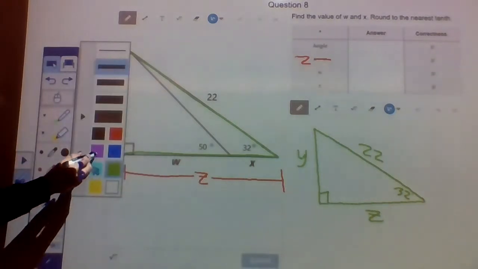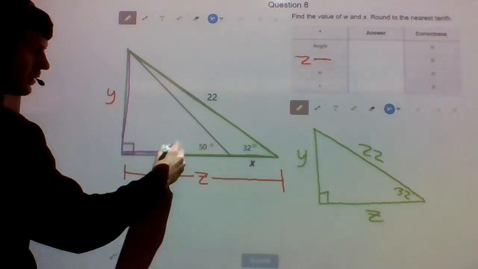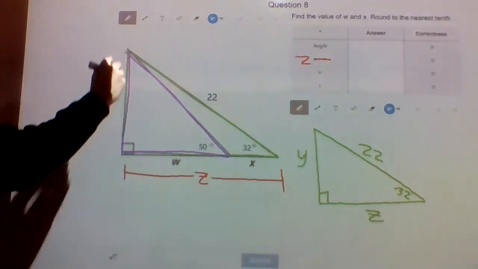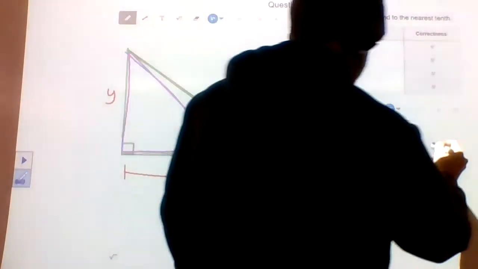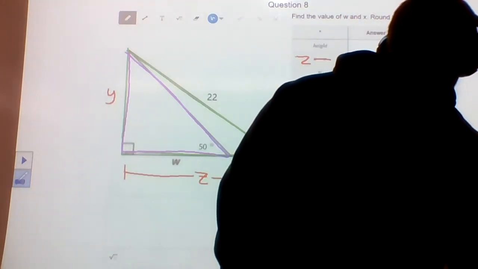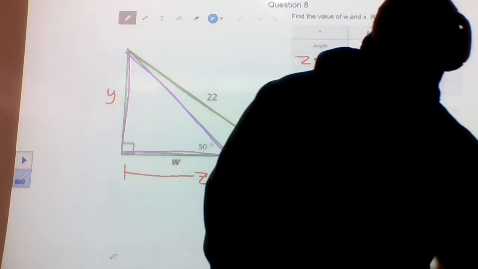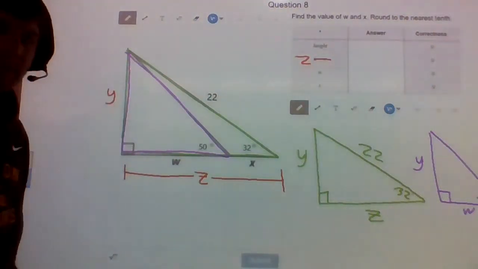And maybe we can do purple for the smaller triangle. So I'm going to draw that one over here. The angle is 50 degrees, and we have y, and then w. We can't see all of that.